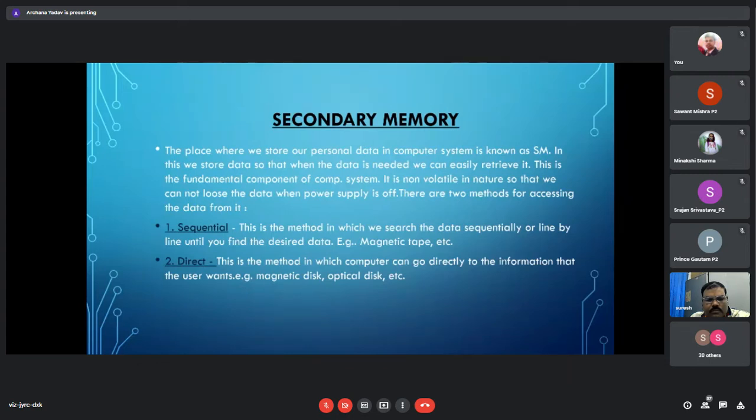In the sequential method, we go through our data line by line, so we have to wait until we reach it. In the direct method, we can directly reach our information as we wish. Examples: sequential has the magnetic tape, and direct has the magnetic disc or optical disc.